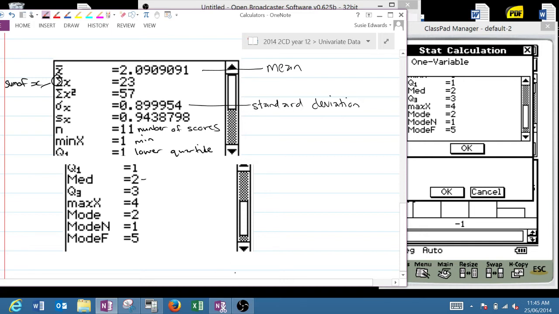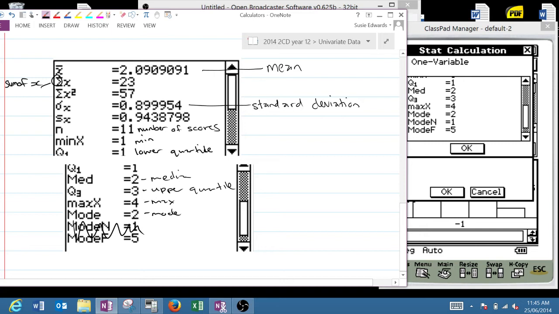Med means median. Q3, upper quartile. Max, maximum, mode equals mode, okay? Don't worry about these ones. So we're just looking for the mode. Be aware that if there's lots of them, they're going to write all of them. There's no mode function, alright? So every bit of stats you need to know is in there.